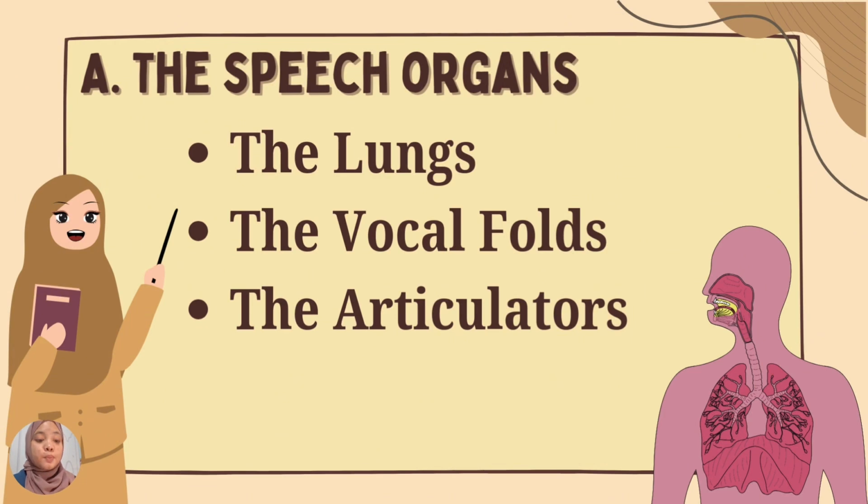In producing speech sounds, we use the speech organs. They are also known as vocal organs. The speech organs include three parts of the human body. First is the lungs, second the vocal folds, and third the articulators. The explanation below is based on the order of where we start producing sound.